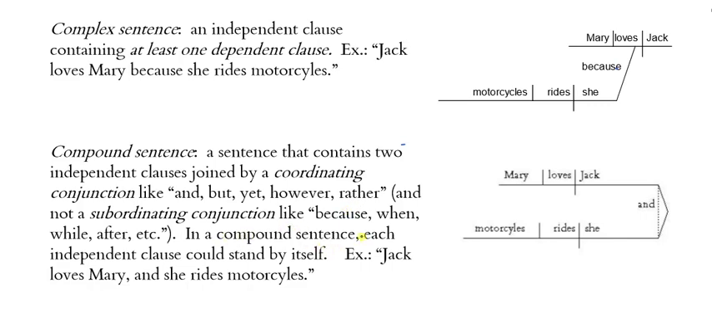In a compound sentence, each independent clause could stand by itself. So if you take the example sentence here, Jack loves Mary and she rides motorcycles, each of these independent clauses in and of themselves, uttered without the conjunction, could stand alone. Jack loves Mary, perfectly good sentence. She rides motorcycles, perfectly good sentence. And no doubt a great woman too. So how would we diagram these using our Reed Kellogg type diagrams?